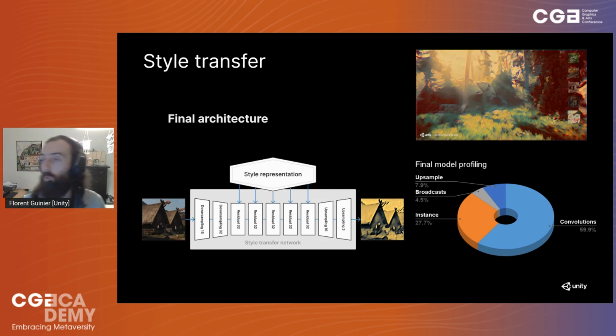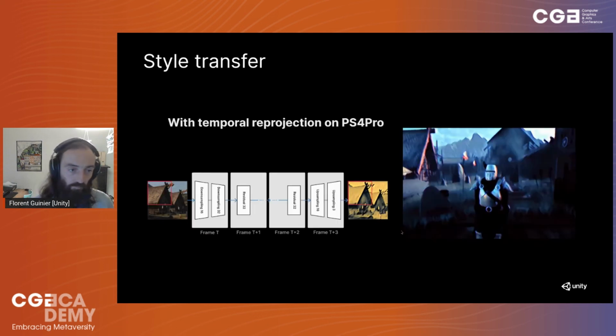If you Google real-time Unity style transfer, you can find the full video and more explanation about it. It also runs on a PS4, and for that we use a temporal reproduction using tiling. So the network will run on a part of a frame, and then we recompose that using a reproduction and the depth buffer.